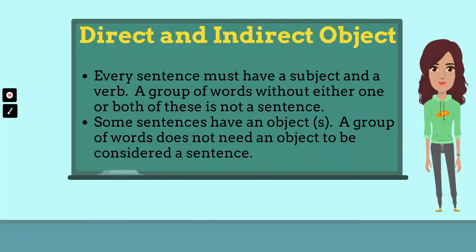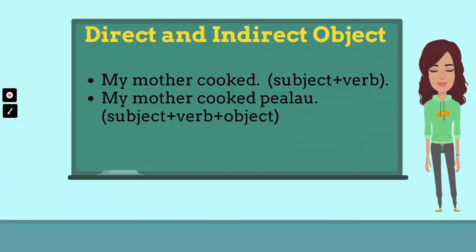Then there are some sentences that contain an object or objects. Understand, however, that a group of words does not need an object to be considered a sentence. Now let's prove this on the upcoming slide.